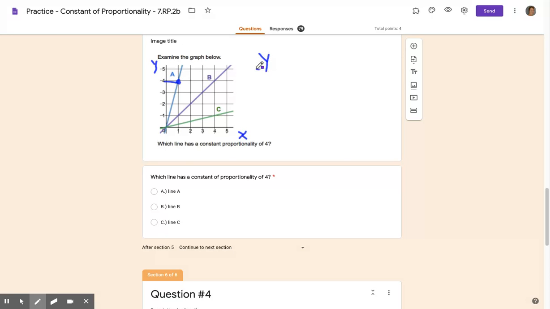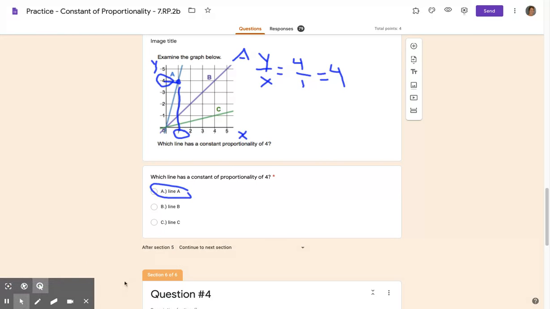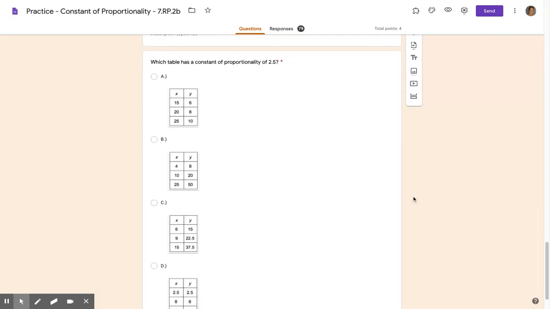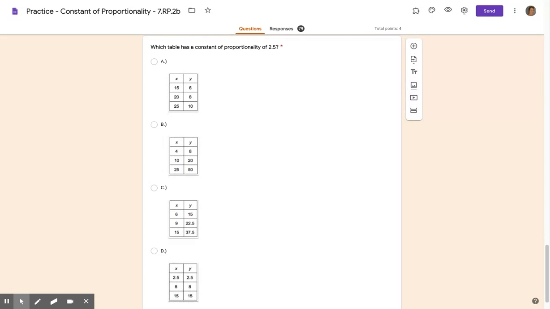So the y over x for A is, the y is 4. And the x, we just follow that down here. The x value is 1, y value is 4, and 4 over 1 equals 4. So it's asking which one has a constant proportionality of 4? Line A does. And the last question, which table has a constant of proportionality of 2.5?